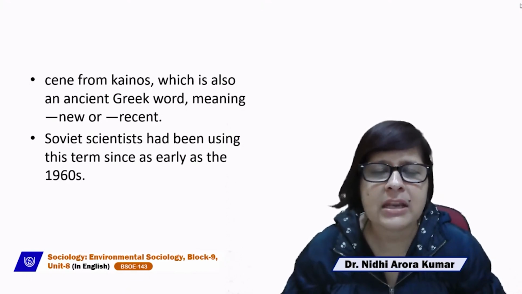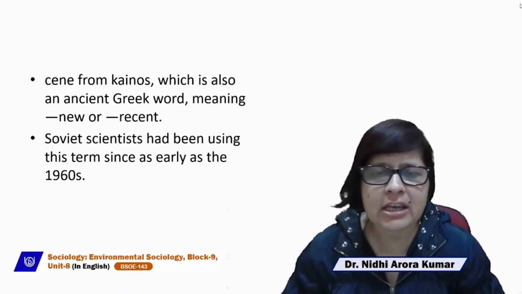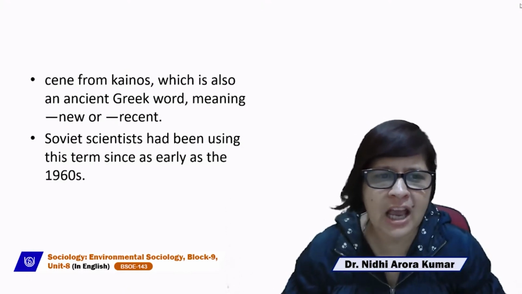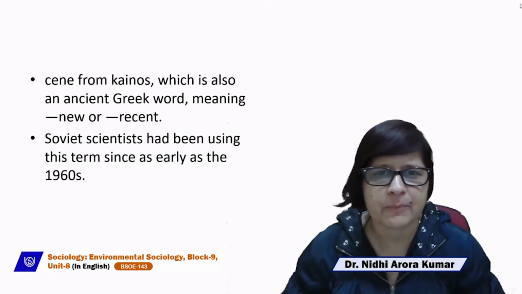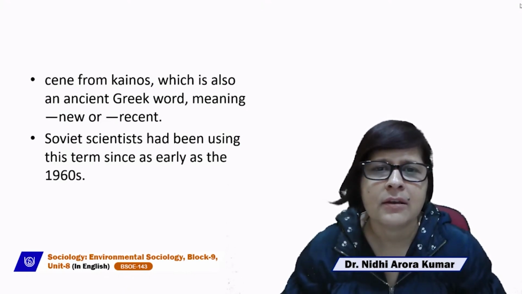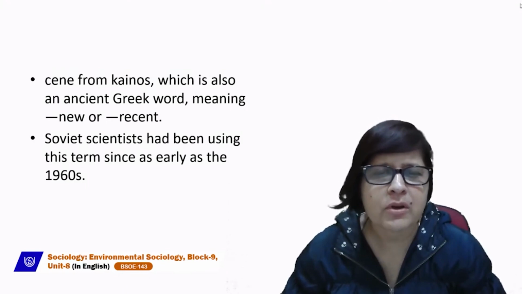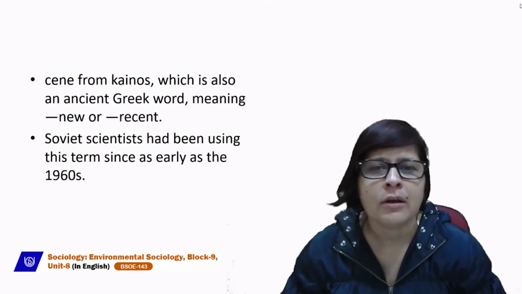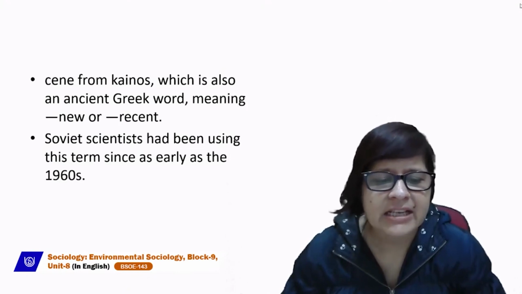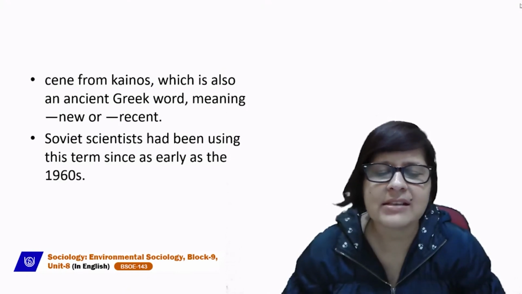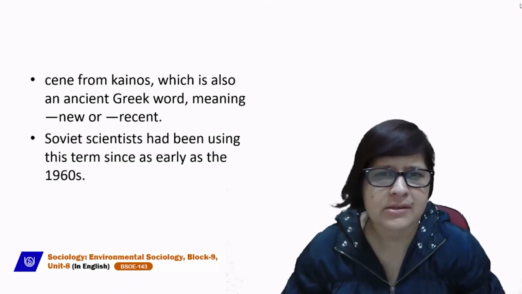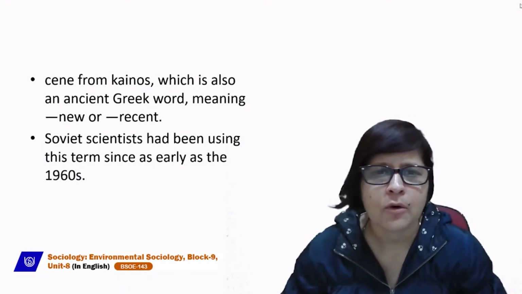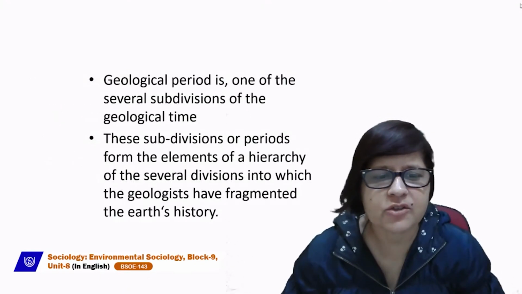So anthro is derived from an ancient Greek word which means human, and scene is derived from an ancient Greek word which means new or recent. So that's why we call it Anthropocene, human and new. Soviet scientists had been using this term since as early as the 1960s. So this term is not a very old one.